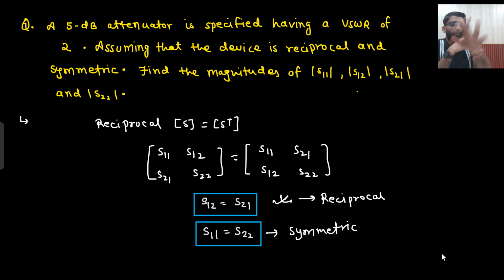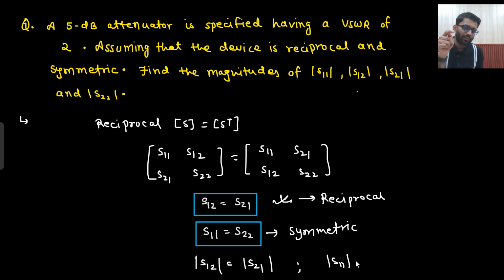You need to find the values of mode of S11, S12, S21 and S22. That means if S12 is equal to S21, because the device is reciprocal and symmetric, then certainly mode of S12 is equal to mode of S21, and mode of S11 is equal to mode of S22. So I just need to find mode of S11 and mode of S12. Then these values will be by default the same only, right? So what do I need to find? Mode of S11 and mode of S12.